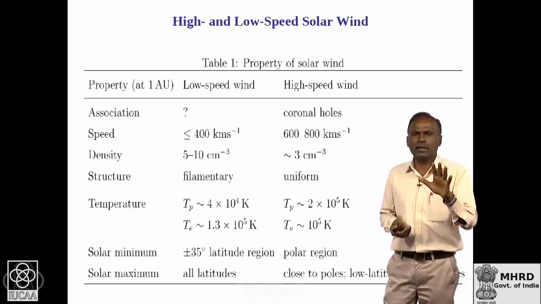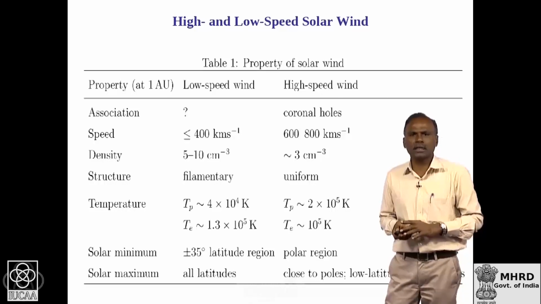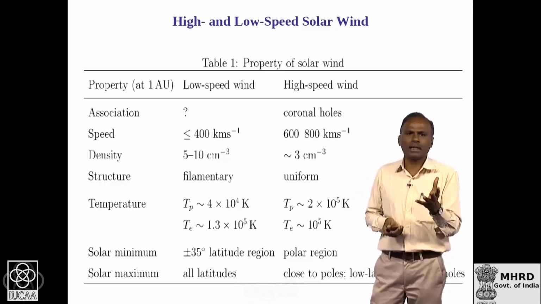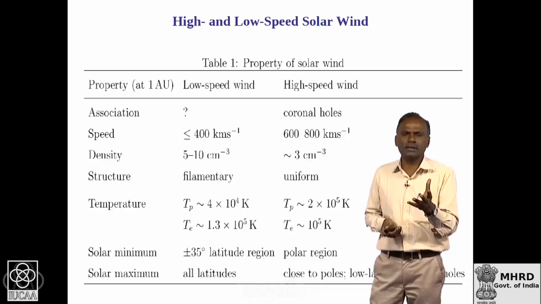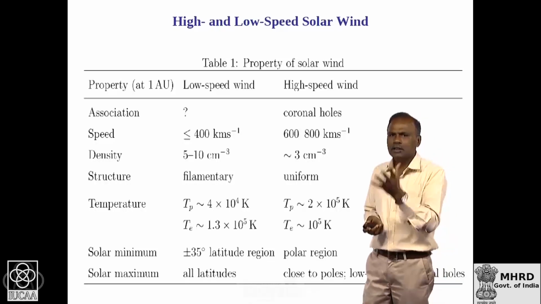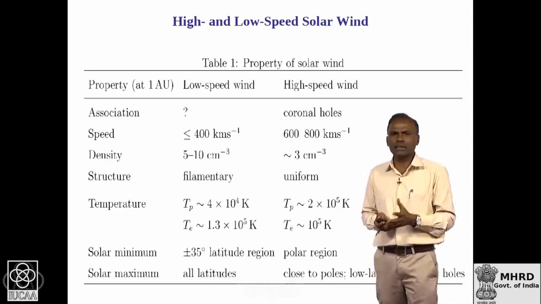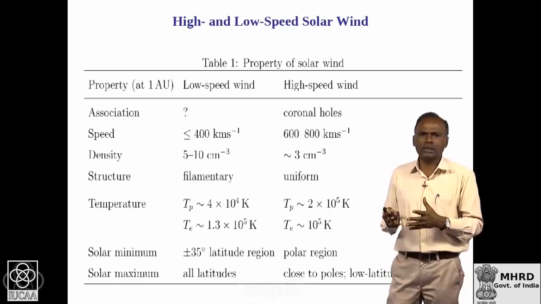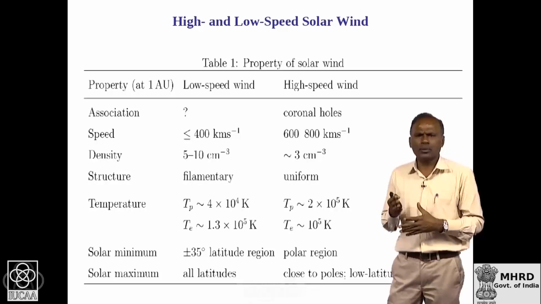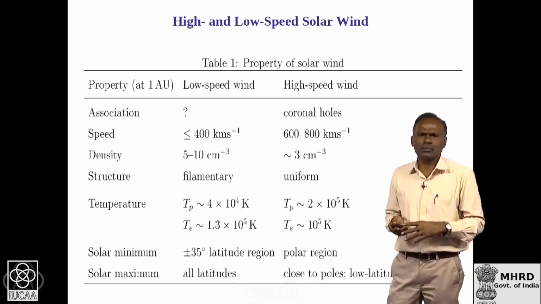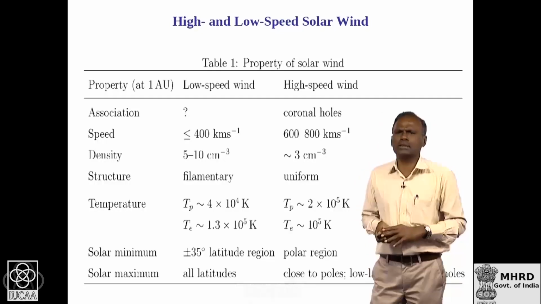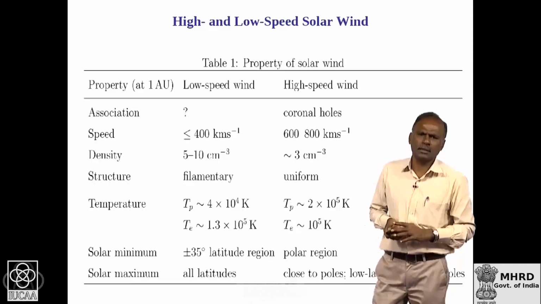The speed can be of the order of 600 to 800 kilometers per second, and the density is something like 3 particles per cc. So you can see the low speed wind has a high density, and the high speed wind has a low density. They have a uniform structure, and typically the proton to electron temperature varies by 2 times, and during solar minimum they are associated with the polar region of the sun.